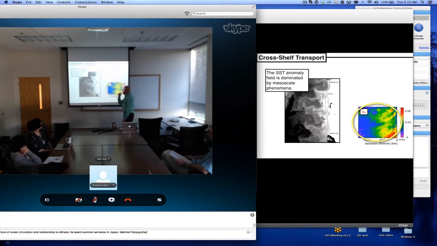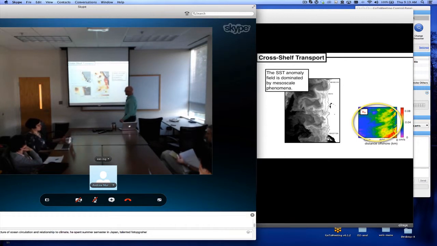So if you look at this map, which has just SST, a snapshot of SST anomalies off the coast of California, you can really see that it's being driven mostly by eddy transport. You don't really see many large-scale gradients in evidence there.